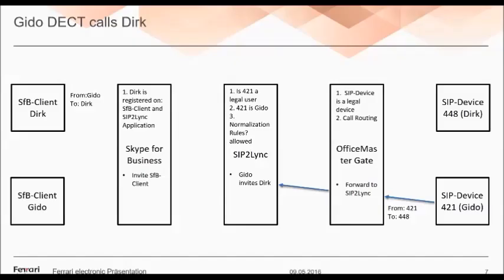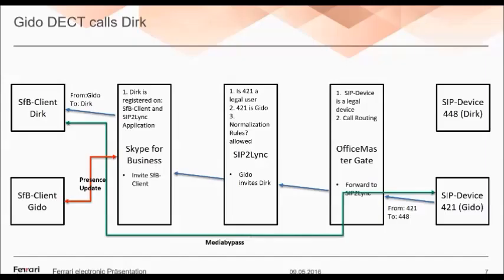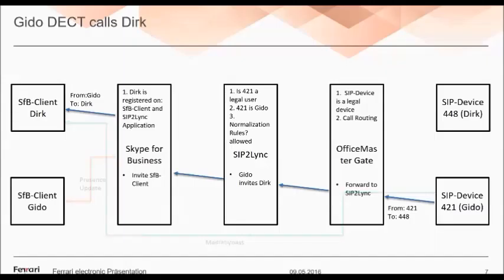And Guido is based on a dial plan, and for this dial plan I have a normalization rule for 421. So I put the normalization rule from the Skype for Business server and give the call to the Skype for Business server. The Skype for Business server sees, okay, Dirk is on a Skype for Business client, and this Skype for Business client is ringing. When he picks up the phone, we make a media bypass, we put a presence update, and both persons are having a phone talk.